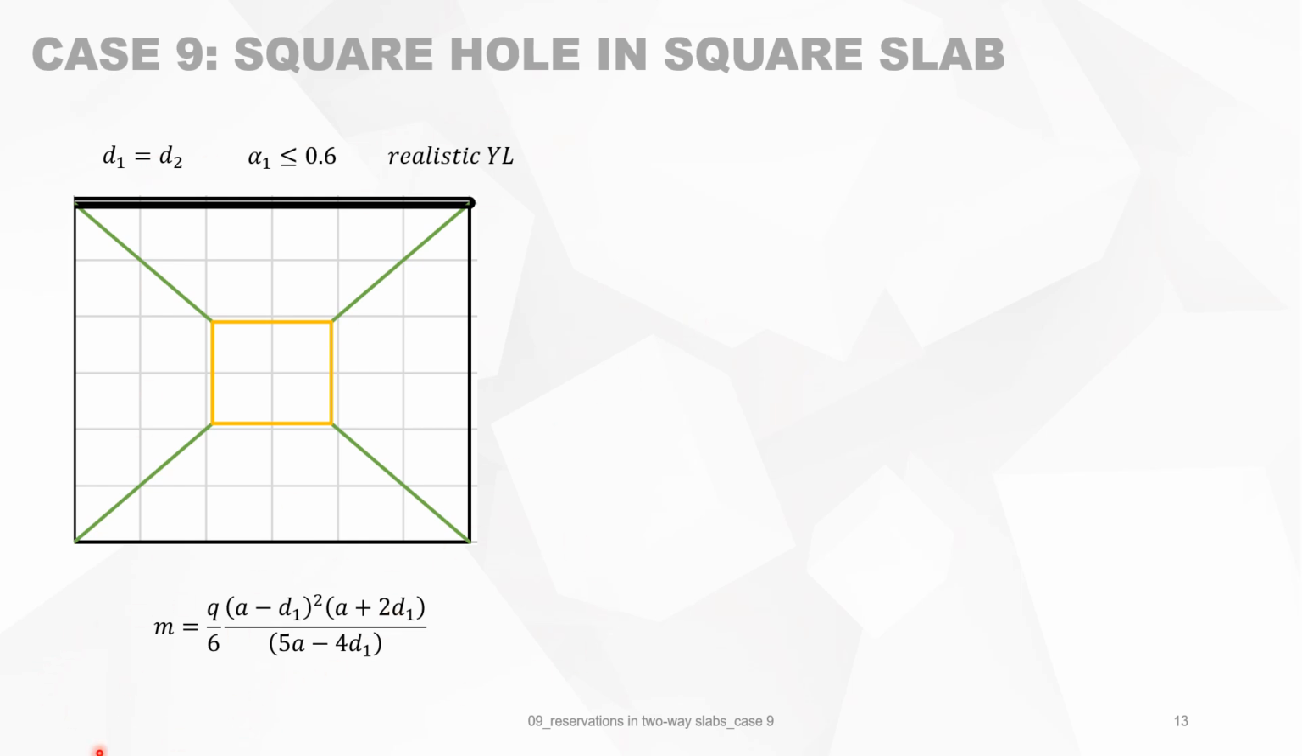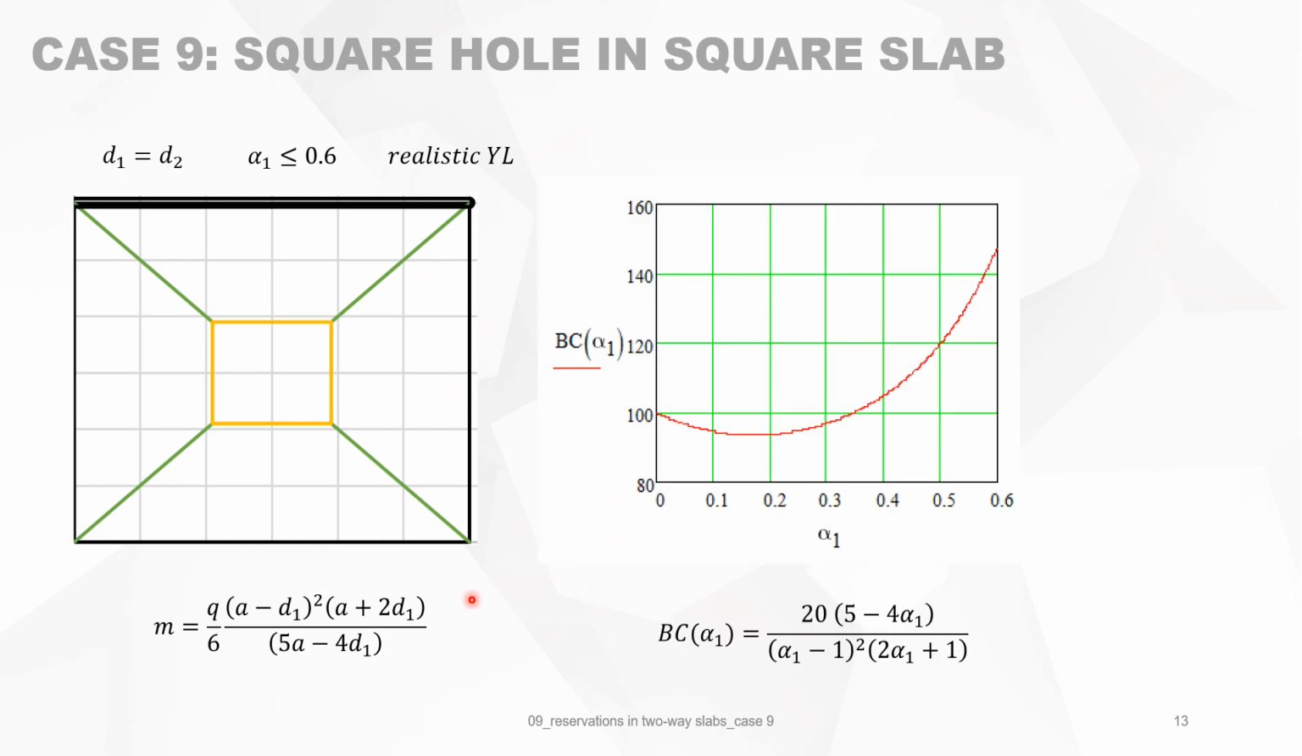With those data, the bending moment is a function of A, because B is equal to A, and of D1, because D2 is equal to D1. So this is the maximum bending moment for a square hole in a square slab. We can make a graph of it, and we can go directly to the bearing capacity. On the x-axis is the size of the reservation, again from 0 to 0.6. In fact, it should be from 0.2 to 0.6, but okay, that's fine.